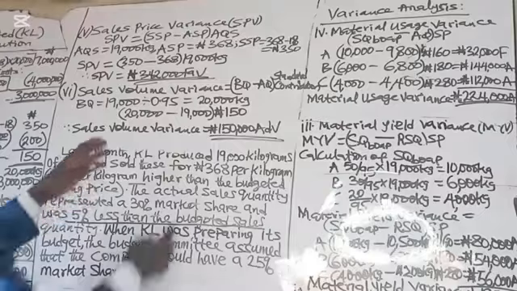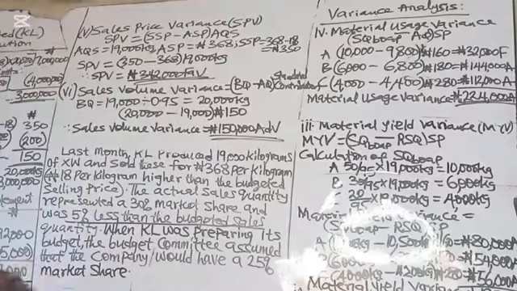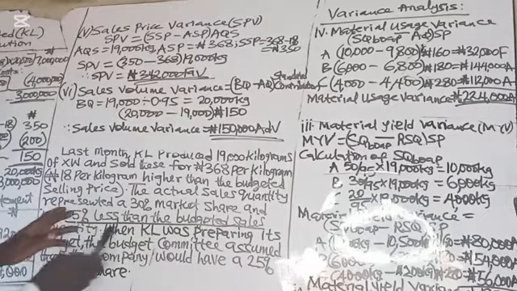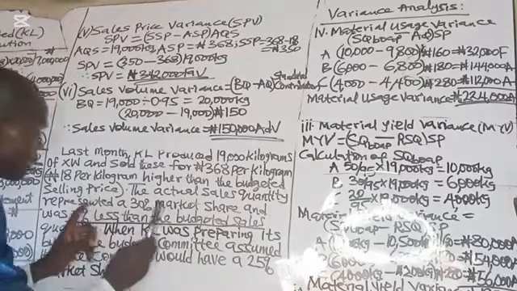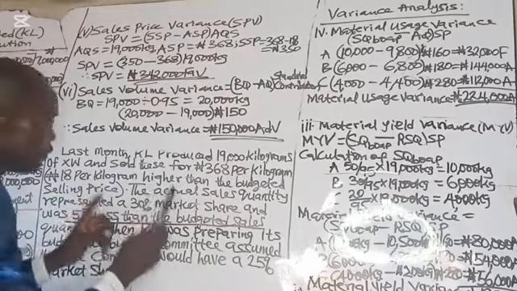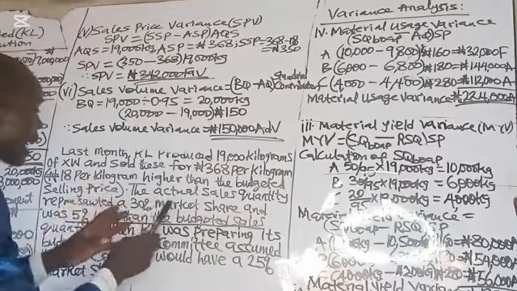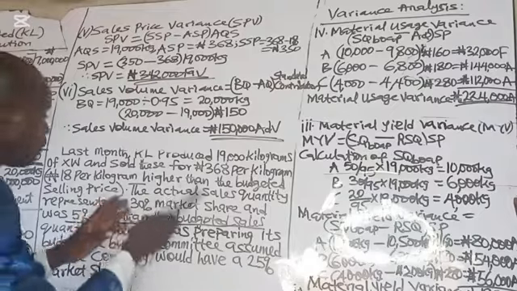Now that we have computed the sales volume variance, I've told you that this sales volume variance can be analyzed into market size variance and market share variance. Now, let's compute the market size variance and market share variance.